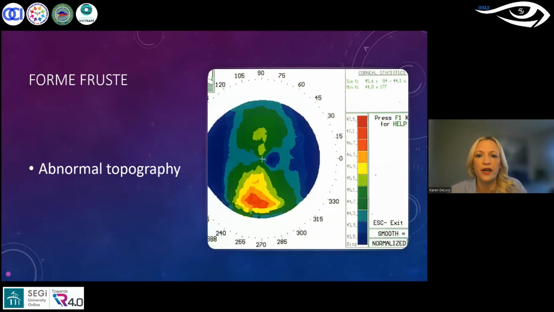For forme fruste, you're going to have just a little bit of abnormal topography. So it's just going to be a very slight hint of that hot spot of the keratoconus on the topographies, which is usually where you're going to find it. Or the other place you'll find it is maybe the patients have just a little bit of astigmatism at an oblique axis.